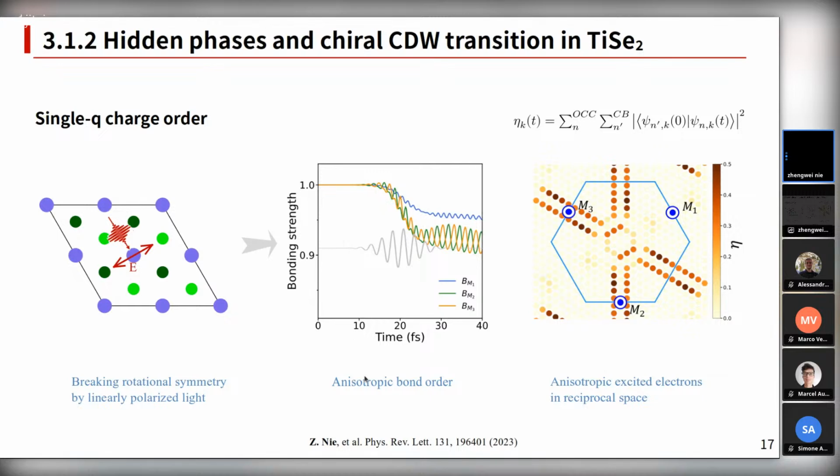There should be a single Q charge order. It is more clear in the residual densities. We calculate its excitation number in the first Brillouin zone. We can see that more electrons are excited along the gamma-M2 and gamma-M3 paths, while few are excited along the gamma-M1 path. So, by linearly polarized light, we successfully excited the single Q charge order.